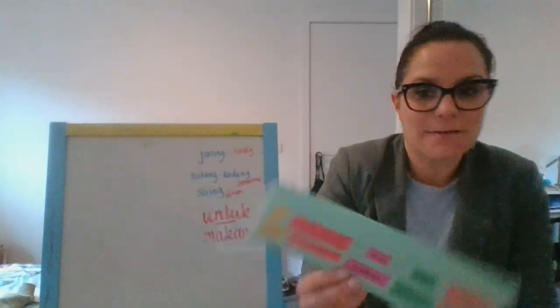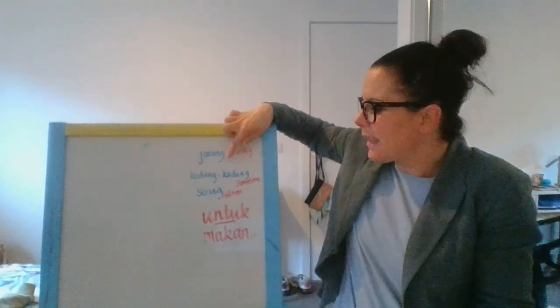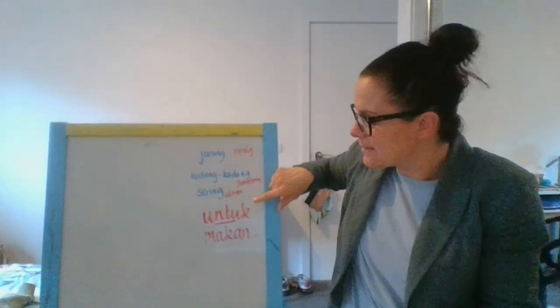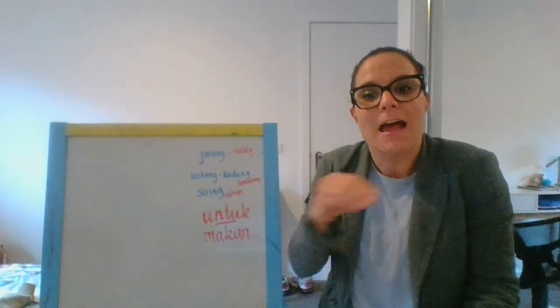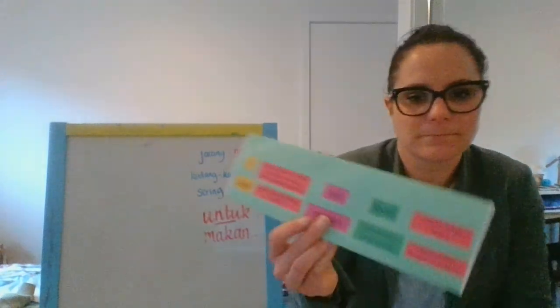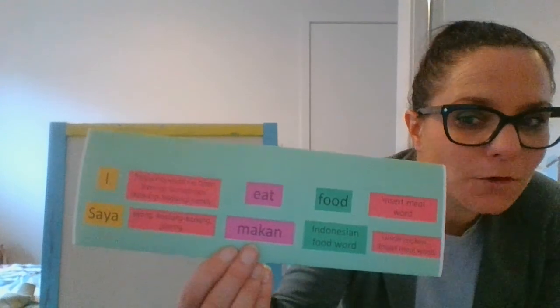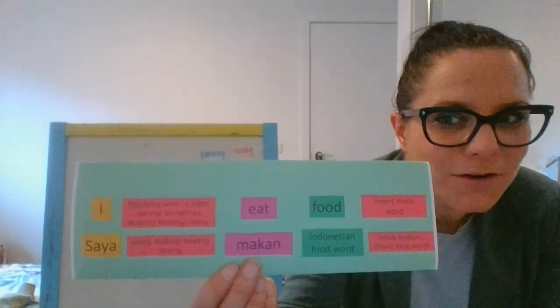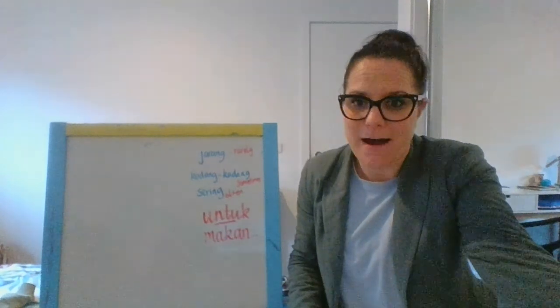Saya, and the frequency word. Remember, the frequency words are jarang is rarely, kadang-kadang is sometimes, and sering is often. Okay, so we talk about the words and how often we eat those meals. And then you're going to write makan, and then the Indonesian food word, and then the meal word. My example today is breakfast time.